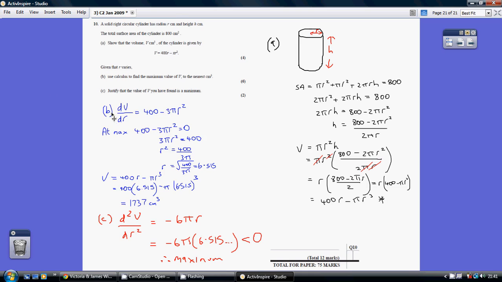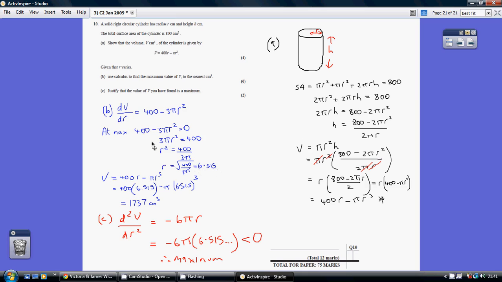Now for part B, to use calculus to find the maximum value of V, we have to differentiate. We differentiate V with respect to r. So we differentiate this, which gives us this. Now at a maximum or a minimum, the differential equals 0, so this has to equal 0. So we rearrange to work out that the radius is 6.515 approximately.